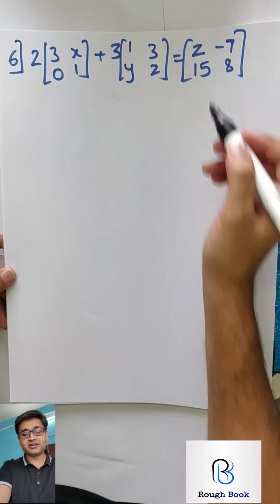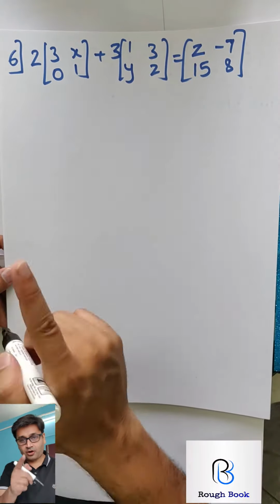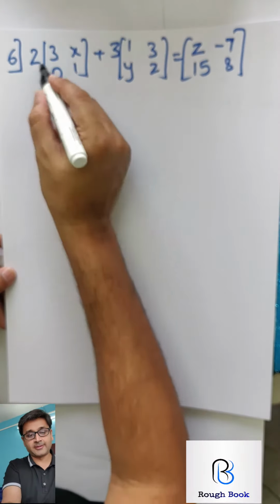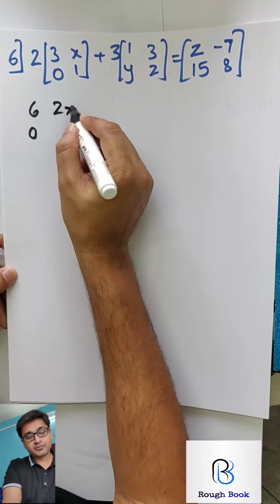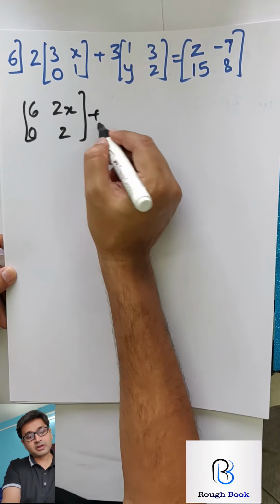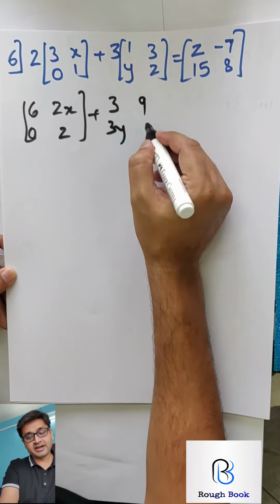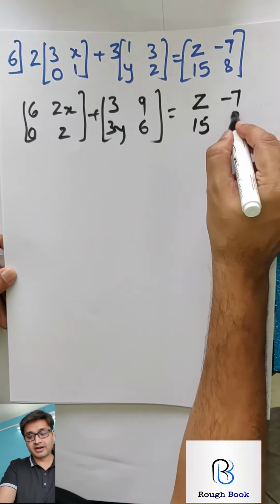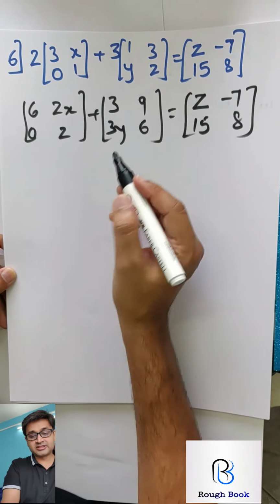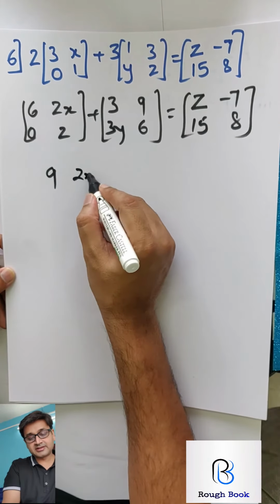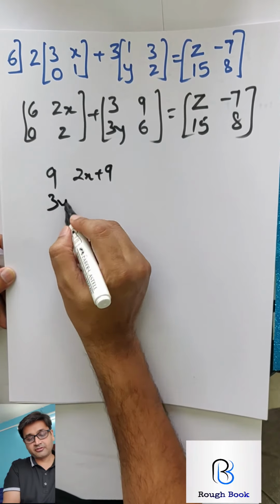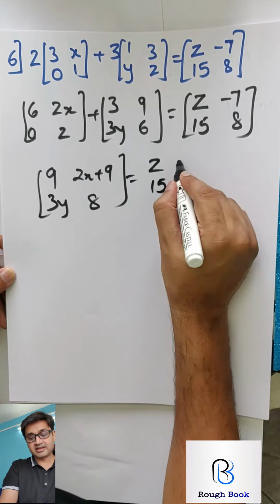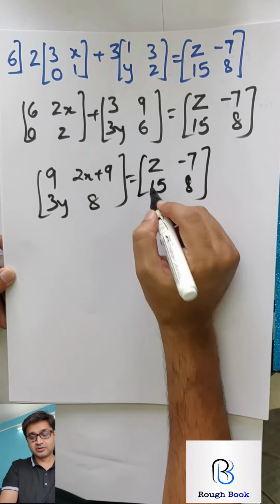Very simple. Just find the values of x, y and z. Pause. Hit it. Let's see if I am correct or you are correct and faster. Okay. So 6, 0, 2x, 2 plus 3, 3y, 9 and 6 equals to z, 15 minus 7 and 8. So 6 plus 3, 9, 2x plus 9, 3y and 8. Stop copying. Come on guys. That's a challenge this time.